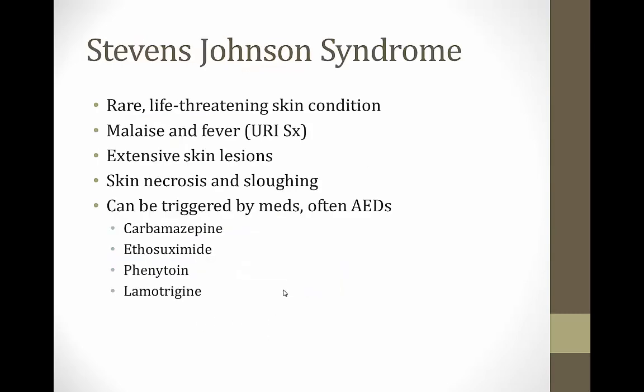And you don't want it to get too high because then these side effects are more likely to occur. So Stevens-Johnson syndrome is a rare life-threatening skin condition. It starts with malaise and fever, and it's often misdiagnosed as a viral upper respiratory infection. But then patients get extensive skin lesions, their skin necroses and sloughs off, and it can be triggered by a lot of meds, but a high-yield thing to remember is that many anti-epileptic drugs can cause this. So if you're presented with a patient in a board question who has Stevens-Johnson syndrome, look for one of the anti-epileptic drugs, so that may be the answer. And I've written some of them down here: carbamazepine, ethosuximide, phenytoin, and lamotrigine.